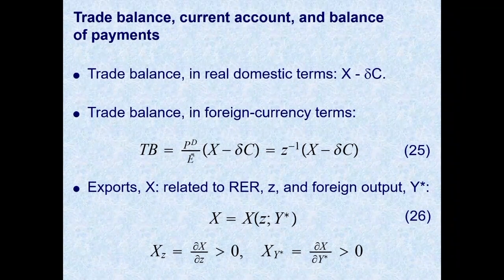So the trade balance is exports minus imports. Remember that households spend a total of C, okay? And a fraction delta of that C is spent on imported goods. So delta C represents imports. So X minus delta C is exports minus imports. And the Z minus 1 that you see here is simply because the balance of payments is always measured in foreign currency terms. Because X and C are measured in domestic currency prices, we multiply by the inverse of the real exchange rate in order to get the foreign currency value, okay?